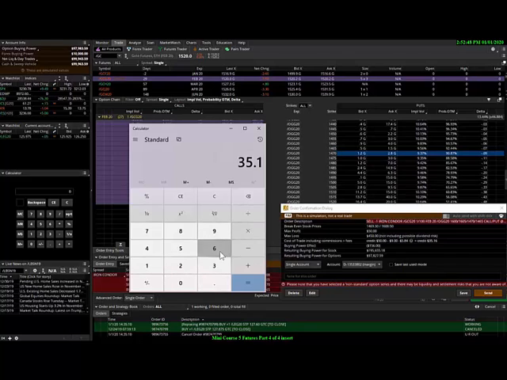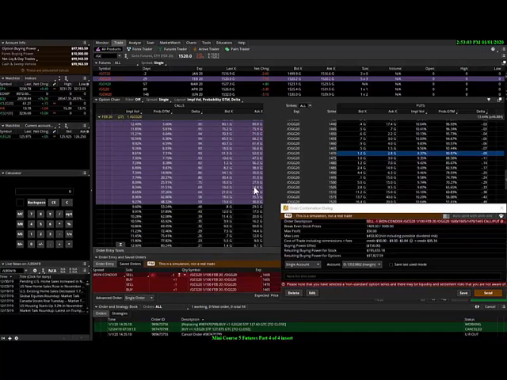35.16 divided by 156, 22.5%. And that's 22.5% for 27 days. So that would be the trade that I would do. And like I said, we do these trades. I do these trades every month.